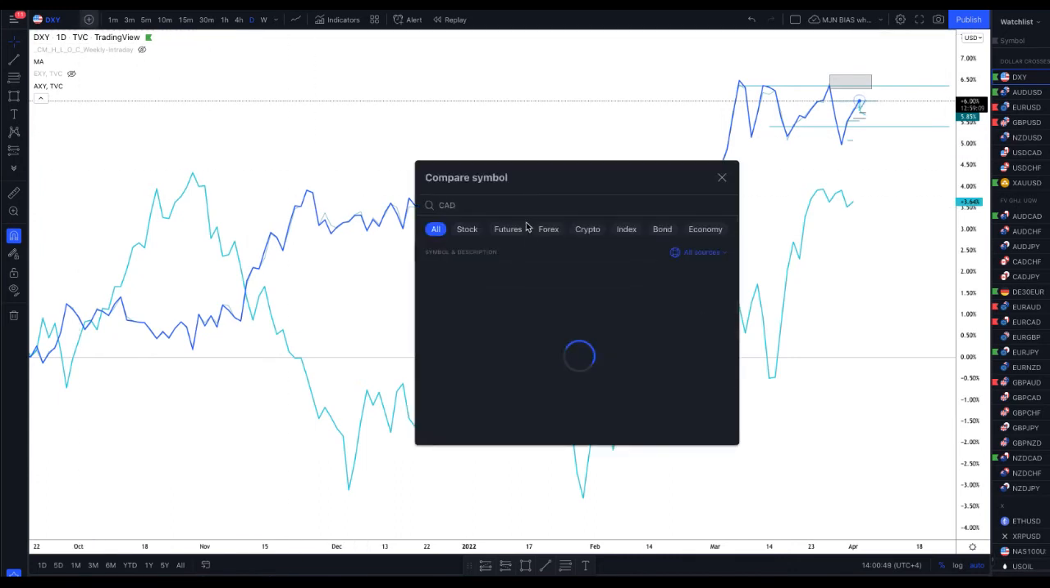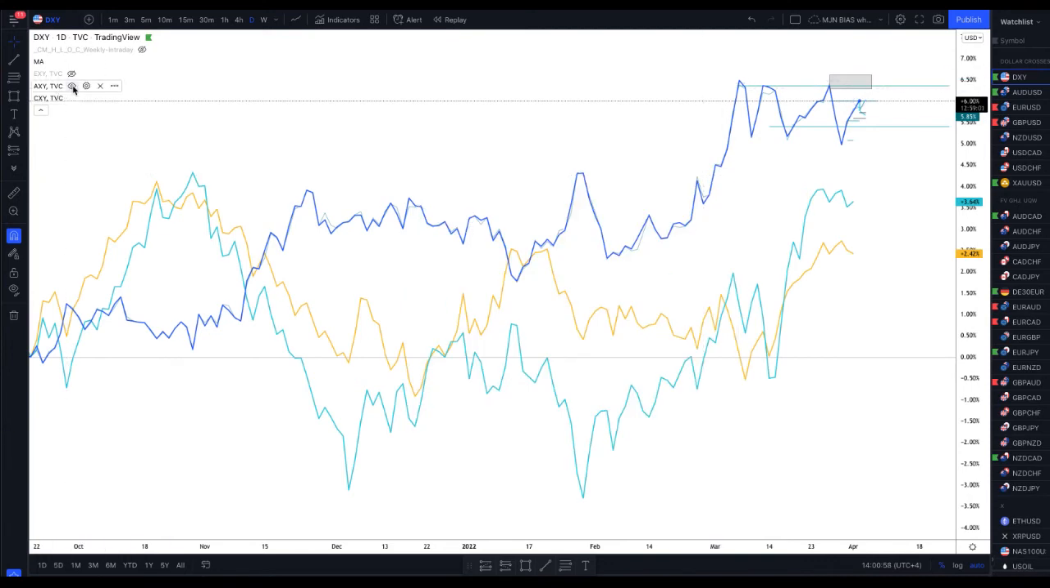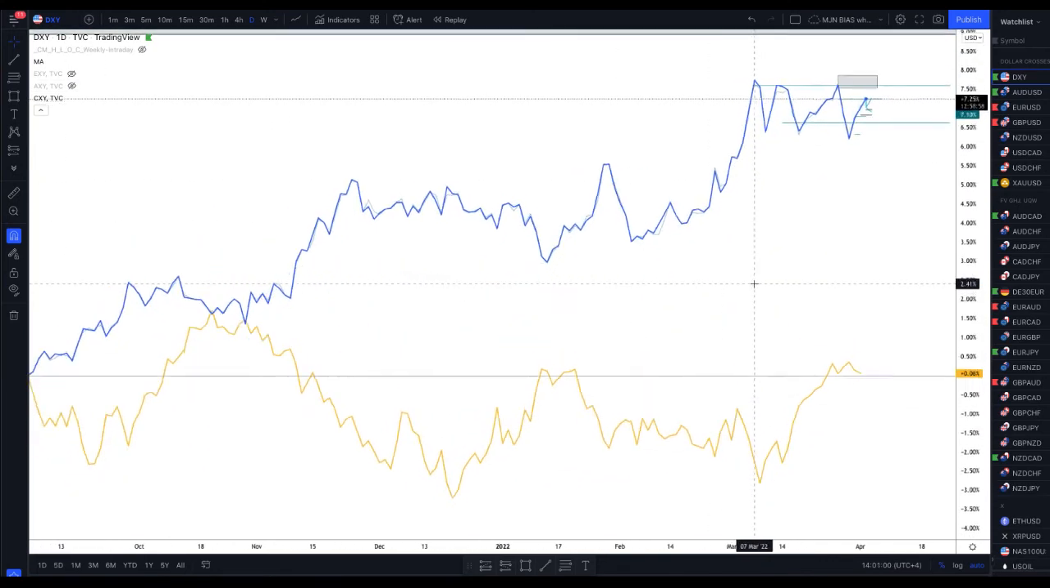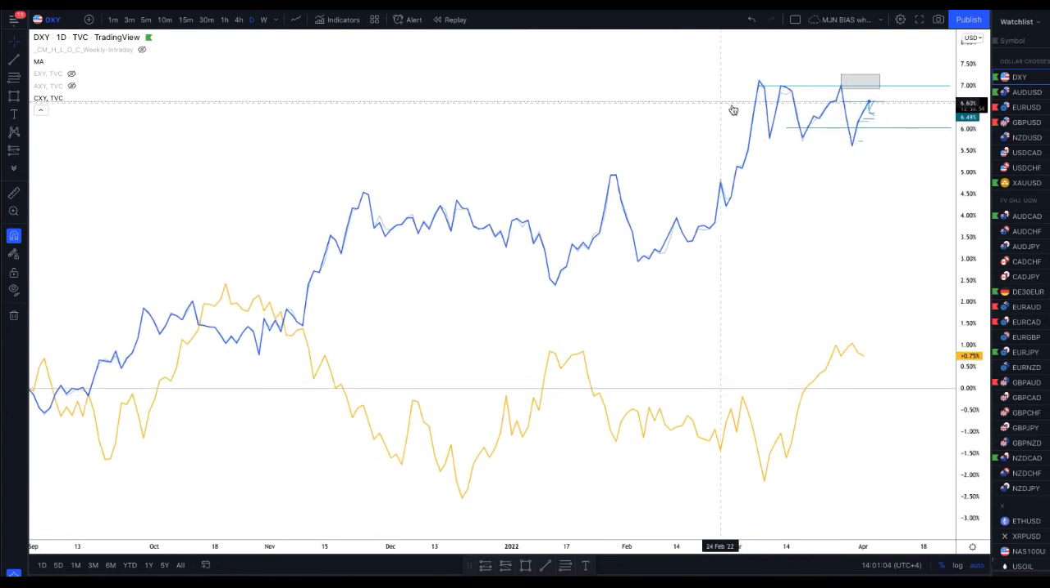So CAD is one that, to me, sorry, CXY, doesn't correlate very nicely, okay? And again, I'll just turn off one of the old ones. Now, what can you see most of the time? You can see recently that CAD has been quite strong and also the dollar has been quite strong. Previously, though, it tends to be relatively opposite at probably 70% of the time. So as the dollar rises, the Canadian dollar weakens. As the dollar weakens, the Canadian dollar rises, and vice versa.